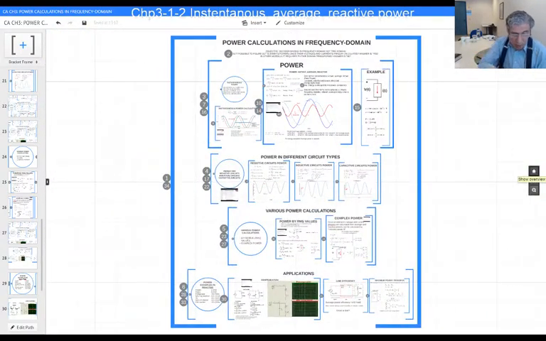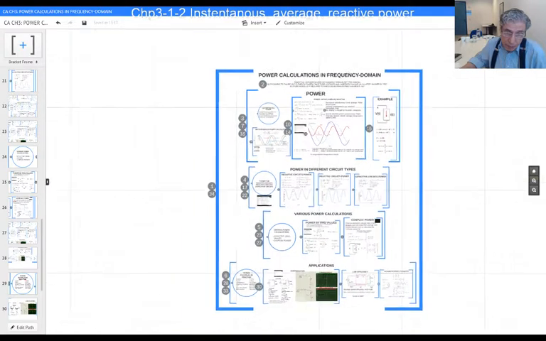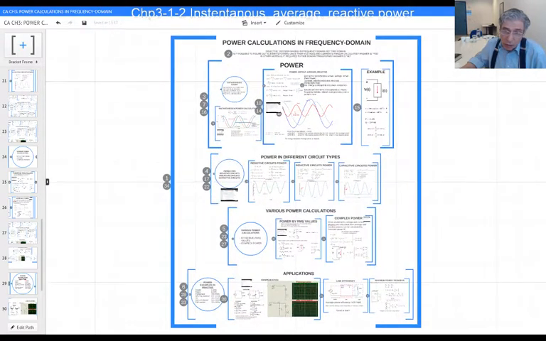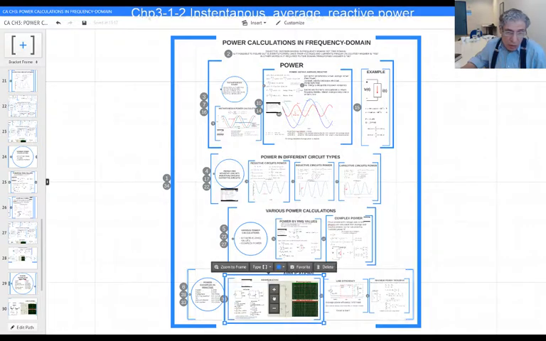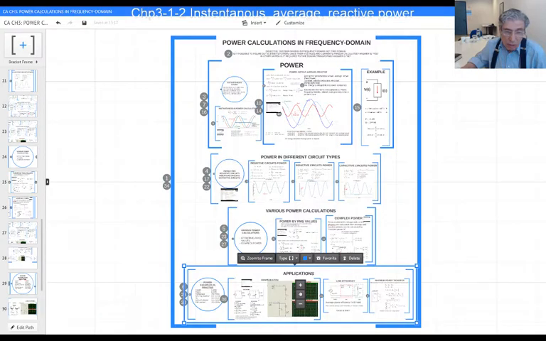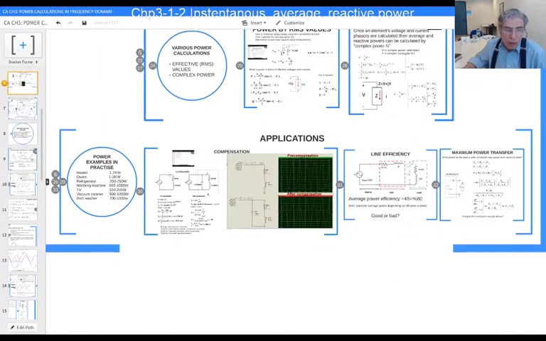We have been examining the applications of the usage of complex power. The first application was related to compensation. So let me go into that frame. We have examined that compensation. Now we will be examining the line efficiency. Line efficiency, let's go in.